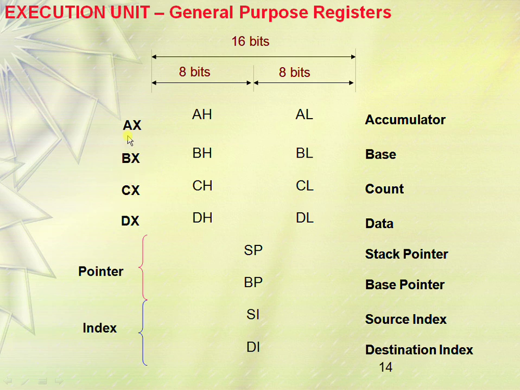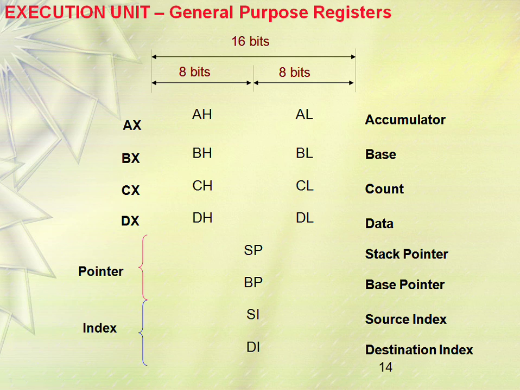Here AX is the accumulator, BX is the base register, CX is the count register, and DX is the data register. AX is mainly used for holding the result in case of multiplication and division operations, and it can also be used by some of the instructions as an implicit operand.